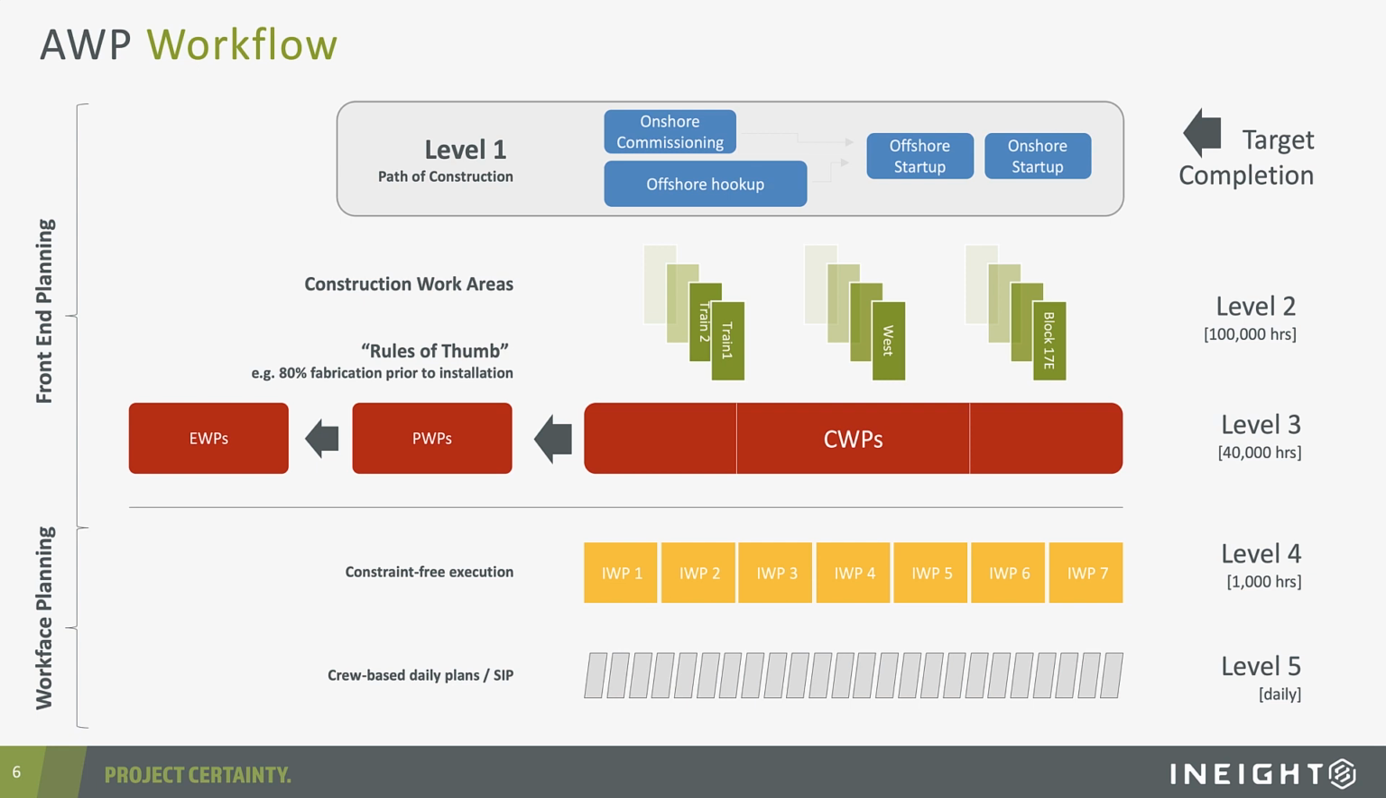Secondly, on the vertical axis, we are breaking out our project scope, starting with an overall project definition and a target completion, breaking that out into 5 levels of detail, 3 of which, as you can see on the diagram here, pertain to what we call front-end planning, and then level 4 and 5 pertain to what we call work phase planning.